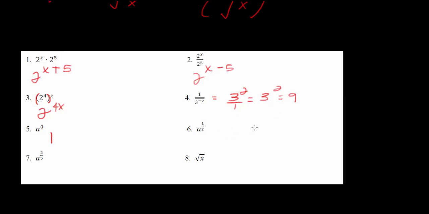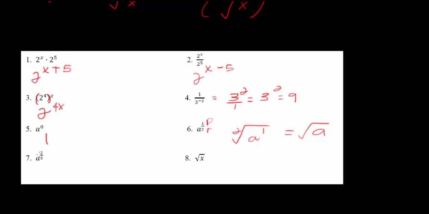A to the 1/2 power. This is what I call a PR problem. When I have a base that is raised to a power, it looks much different than what we see in number 2 up here. That's a base to a power divided by a base to a power. Some people get those confused, but whenever we have a base raised to the power of a fraction, these are PR problems because I call them power over root, where the 2 is my root and the 1 is my power. So essentially this is just the square root of a.